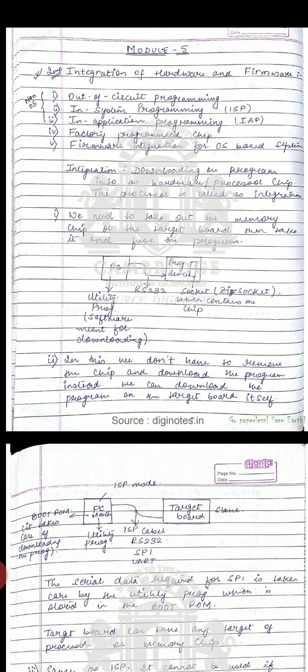There are certain techniques for integrating the program into the memory chip. The first method is the out of circuit method. The second one is in system programming, the third one is in application programming, the fourth one is factory programmed chip, and the last one is firmware integration for OS based system.